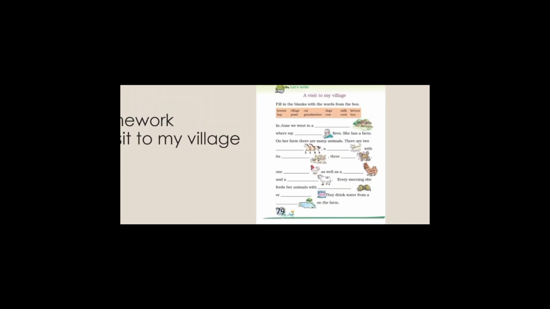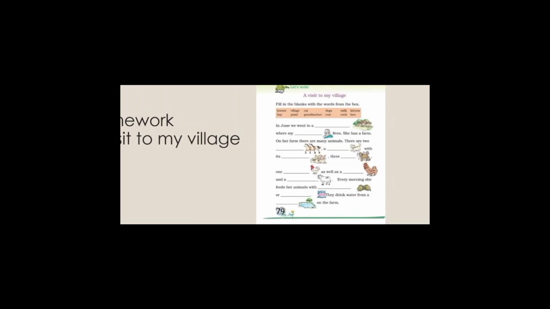A blank. It's a cat. So you will write, a cat, with its babies. Babies of a cat are called kittens. So you will write, kittens. Three blank, they are dogs. So you will write three dogs.